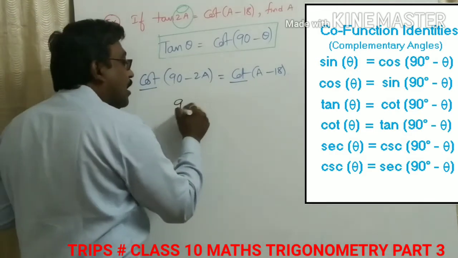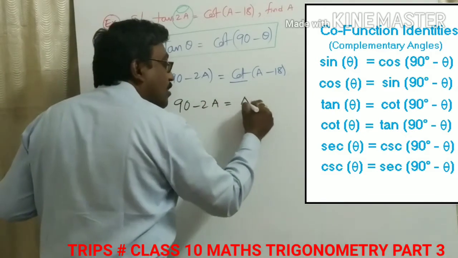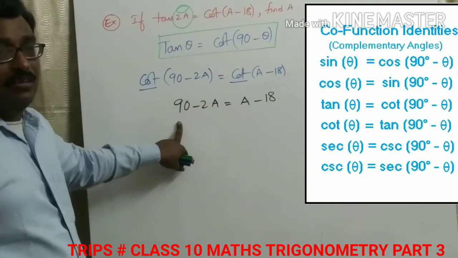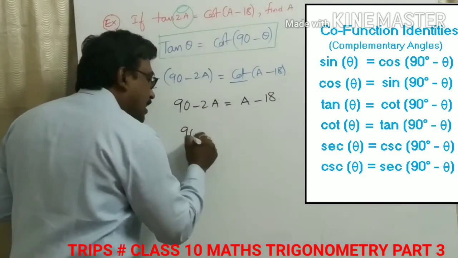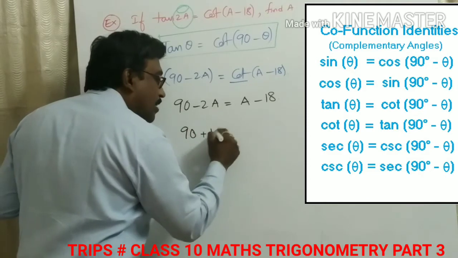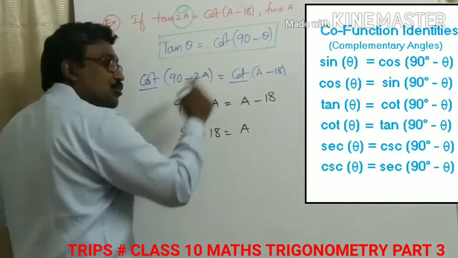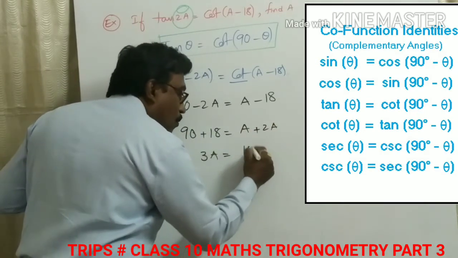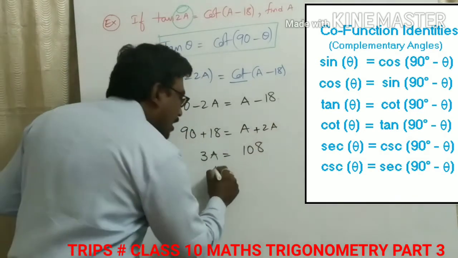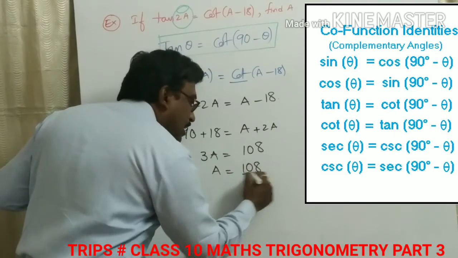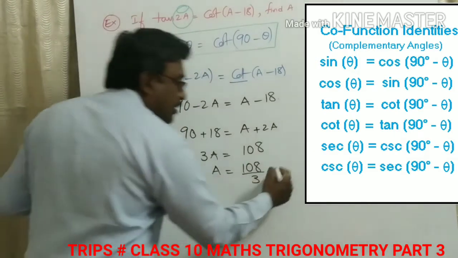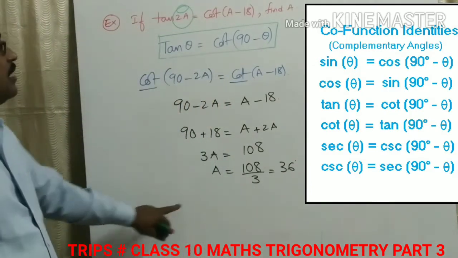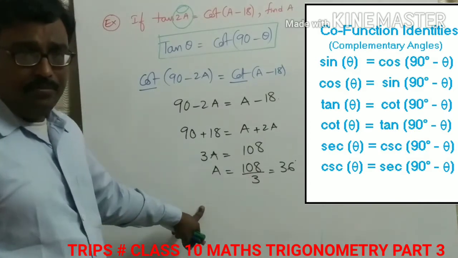Then what is left here? 90 minus 2A is equal to A minus 18. Now we have come to a linear equation. Now simply solve it. Transfer the 18 to this side as plus 18, and A minus 2A goes to that side as plus 2A. So 3A is equal to 108, and A is equal to 108 by 3, which is 36 degrees. So the value of A is 36 degrees.